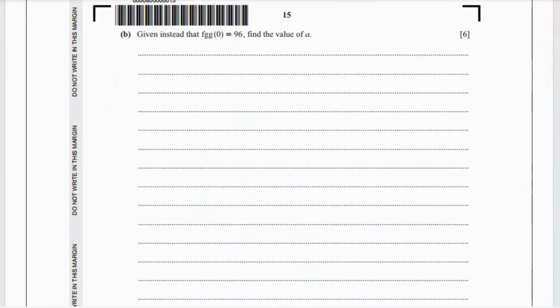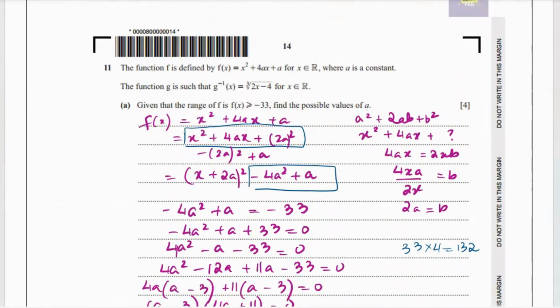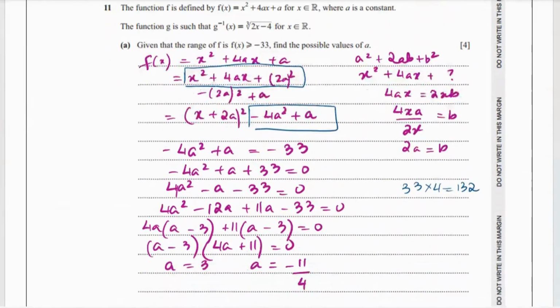Then given that f of g of 0 equals 96, find the value of a. So the question has given us the inverse of g of x. So let's use that to find the expression for g of x and then use that to figure out the value of a. So g inverse of x is cube root of 2x minus 4. Y is going to be equal to cube root of 2x minus 4.